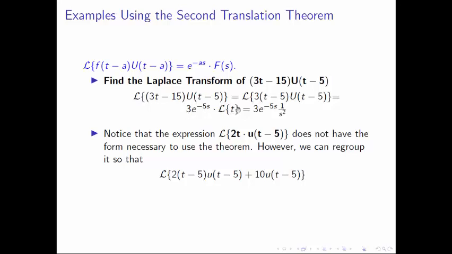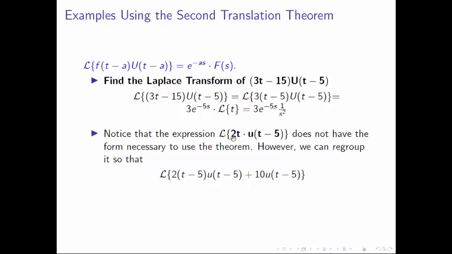So I still need to take the Laplace transform of t, that's 1 over s squared. This product here is your Laplace transform. For the second example I wrote, I want to take the Laplace transform of this product, 2t times the unit step function of t minus 5.